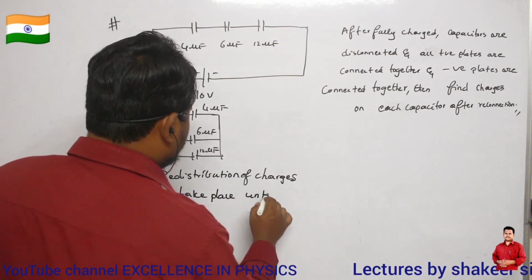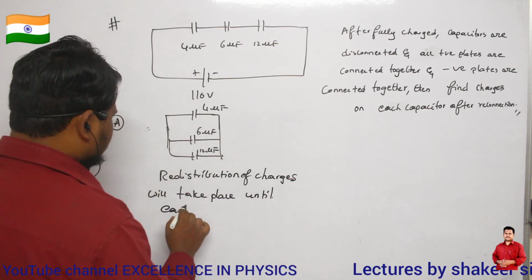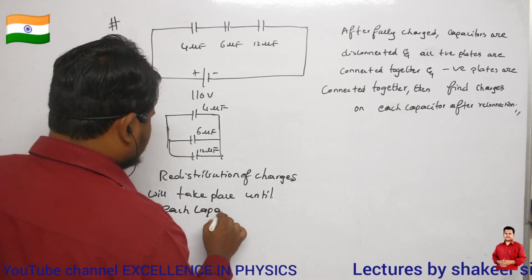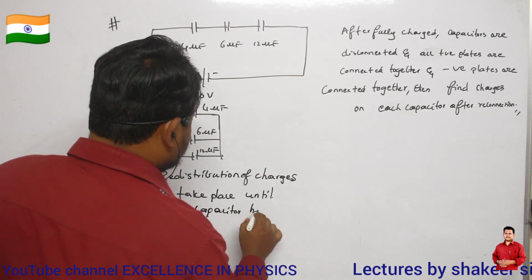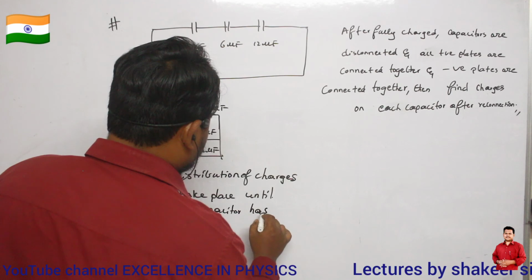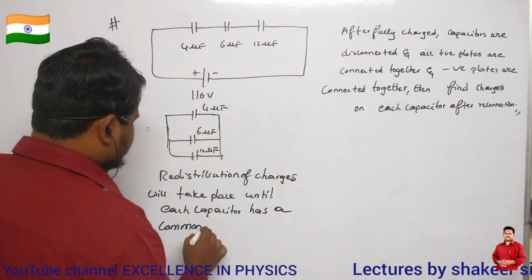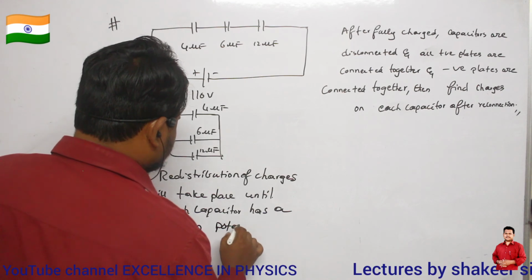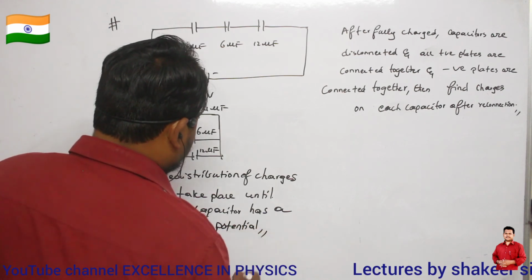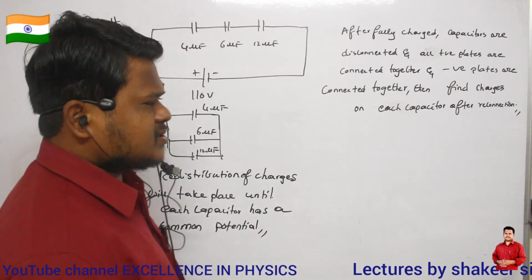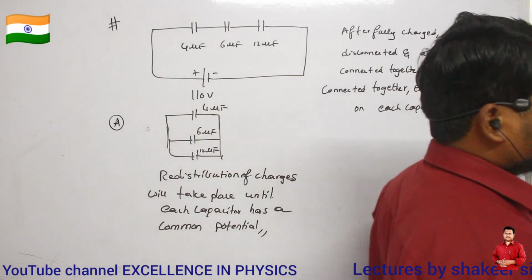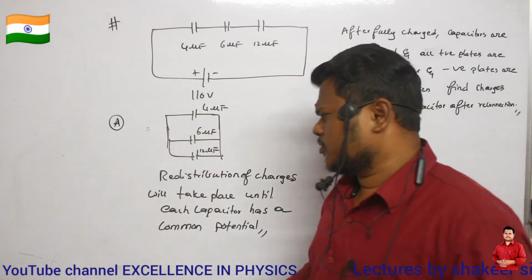Clear, ma? Until each capacitor has a common potential. Until all the capacitors are present at the same potential, redistribution of charges will take place. Are you able to understand?